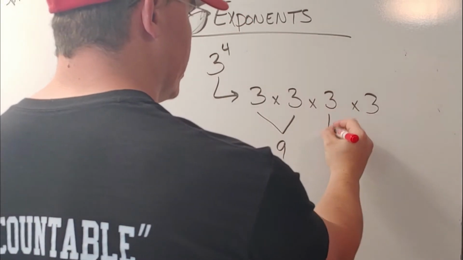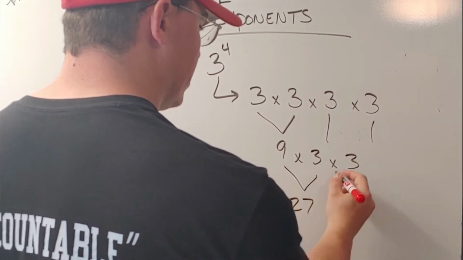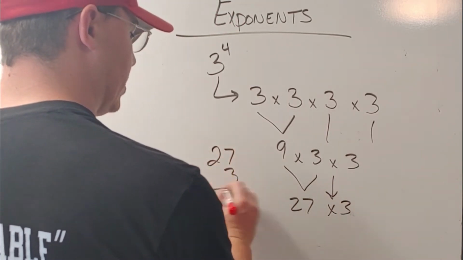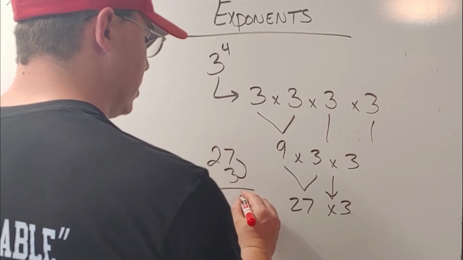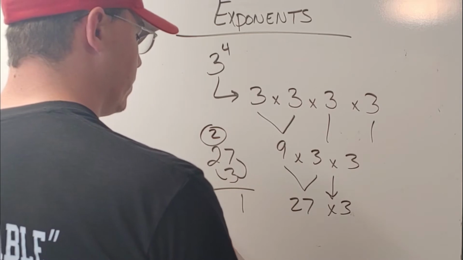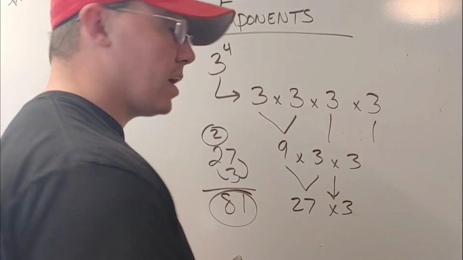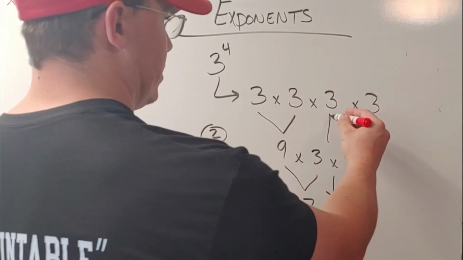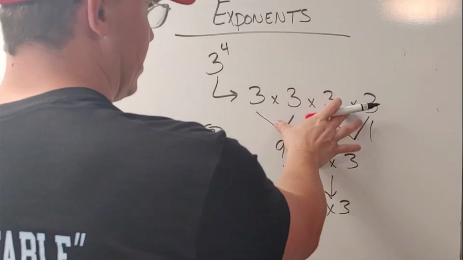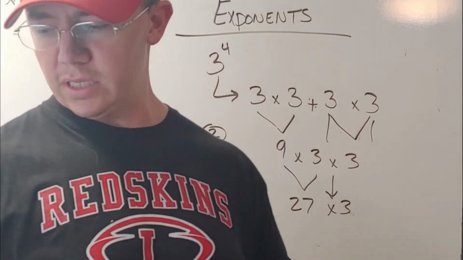So you can bring those down. 9 times 3 times 3. That's going to be 27 times 3. Well, we'll put our 27 here. Multiply it by 3. 3 times 7 is 21. 3 times 2, 6, 7, 8. You get 81. So whether you do it this way, or like I did the previous way, as long as you find that answer. Now, if there was a plus and stuff in there, it might get confusing, but this is just finding exponents.